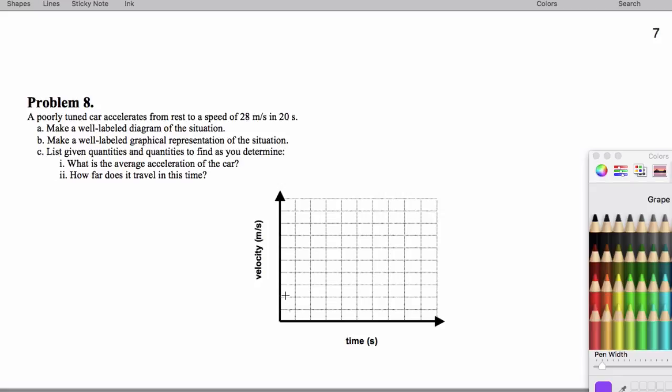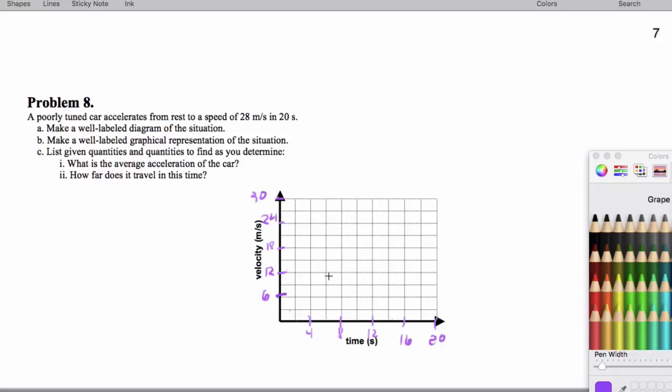So let's just see. 1, 2, 3, 4, 5, 6, 7, 8, 9. I got 10 squares here. So why don't I count by 3? So this is 6, 12, 18, 24, and 30 meters per second. 20 seconds here, so 1, 2, 3, 4, 5, 6, 7, 8, 9, 10. We'll count by 2, so this is 4 seconds, 8 seconds, 12, 16, and 20 seconds.